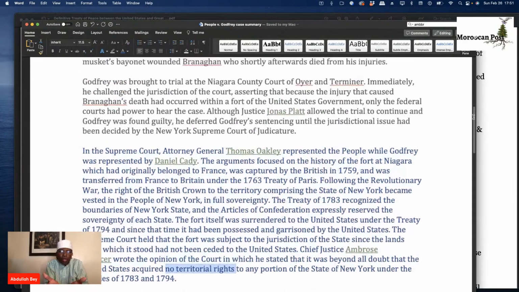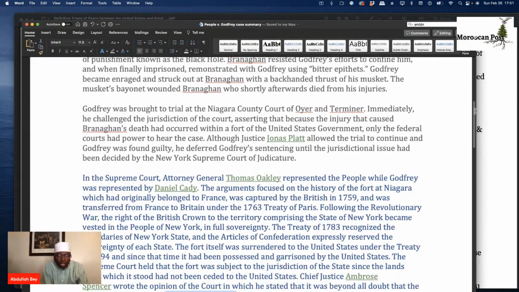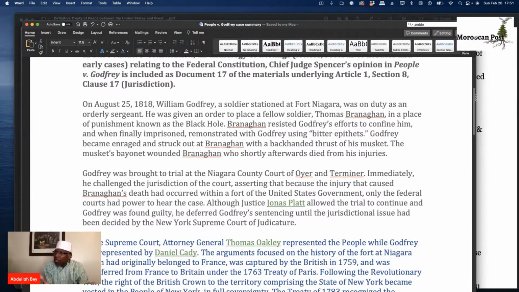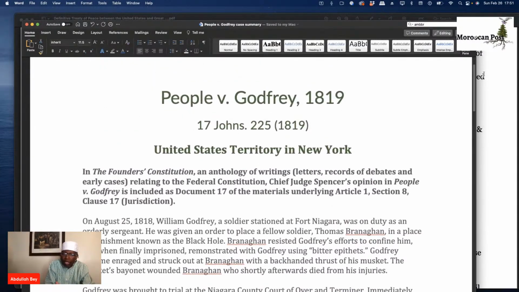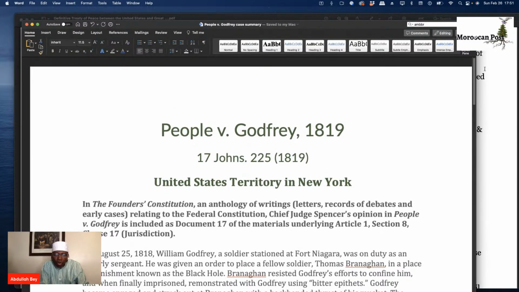So the ruling: who had jurisdiction now? Who has jurisdiction over the case, New York State or the federal government? Well, the United States federal government claimed to have jurisdiction because it's a military barrack. So New York State said, whoa.